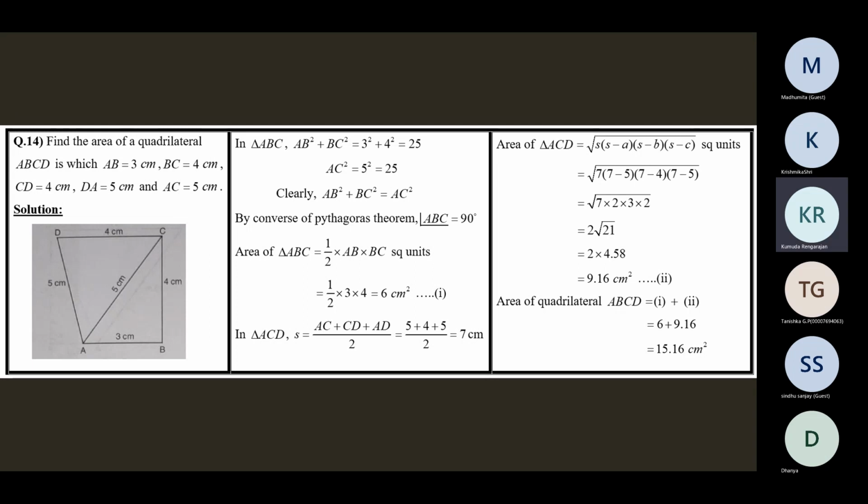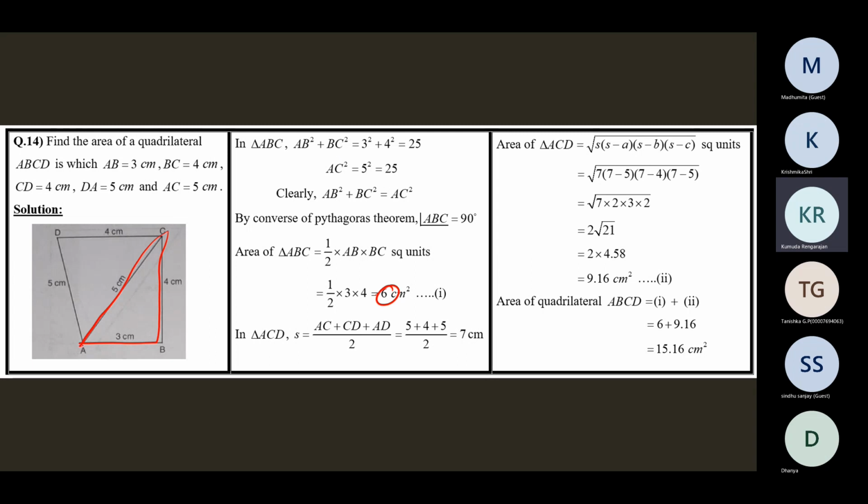See here, what I've done is I've used the converse of Pythagoras theorem for this triangle. See your children, you can find the area of this triangle ABC using Heron's formula also. You will get the same answer 6. Look at this triangle ABC. Okay. So this is how we use the converse of Pythagoras theorem.